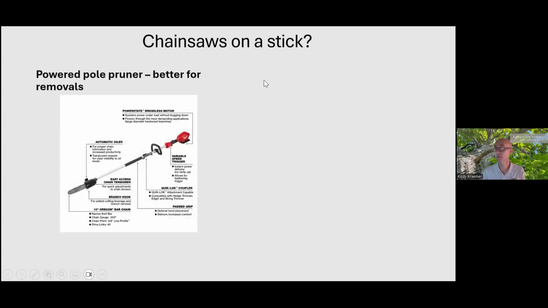Touch a little bit on chainsaws on a stick, a powered pole pruner. You need the same PPE. Okay, that is still a chainsaw.